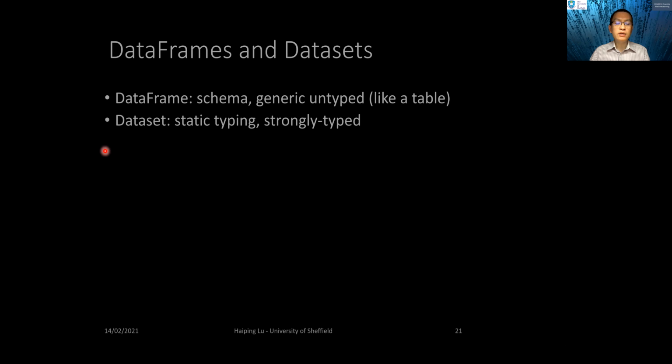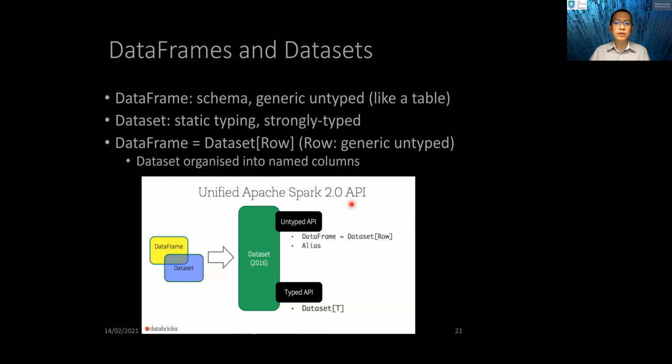So, and a data set has static typing, right? It is strongly typed. And since Spark 2.0, they have been unified, right? So they have been unified. So a data frame is basically considered as a data set organized into named columns, right? So a data frame is considered as one type of data set, right? So basically each row is considered a data and then many rows are basically data sets, right? So since Spark 2.0, that is in 2016, these two have been unified, right? Under one common API.